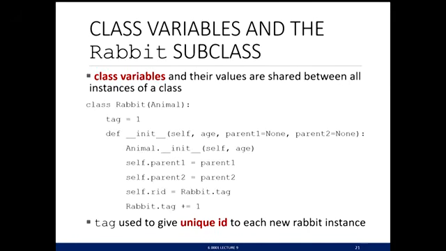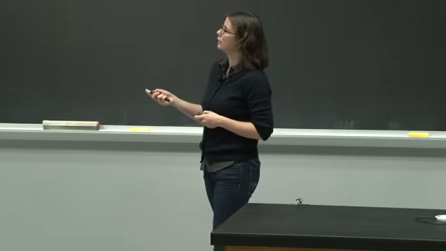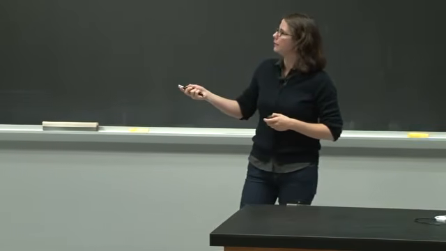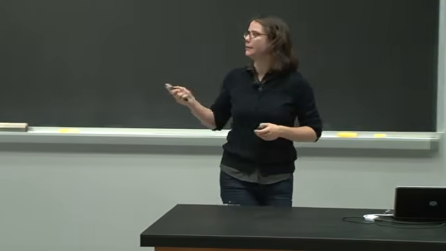Class variables are variables whose values are shared between all of the instances of the class. So if one instance of the class modifies this class variable, then any other instance of the class is going to see the modified value. It's shared among all of the different instances. We're going to use class variables to keep track of rabbits. So we're creating this class Rabbit. tag is equal to 1. We haven't seen something like this before.